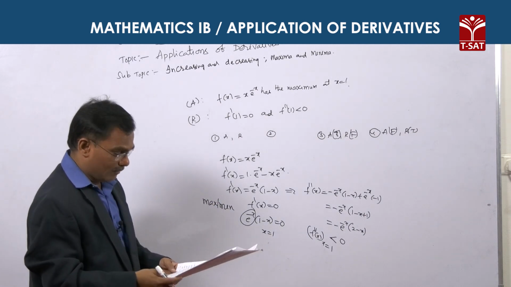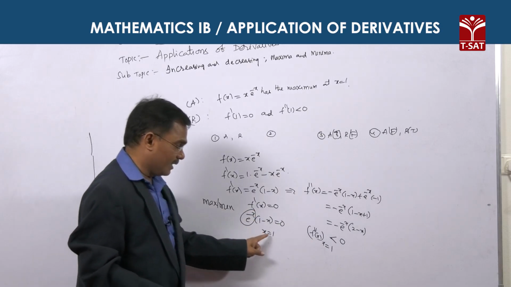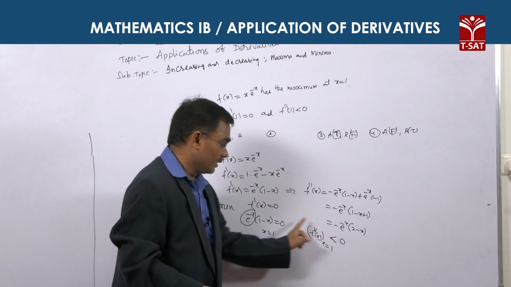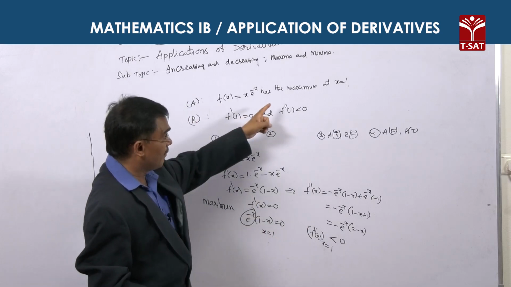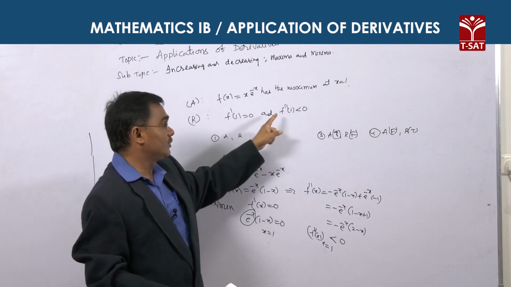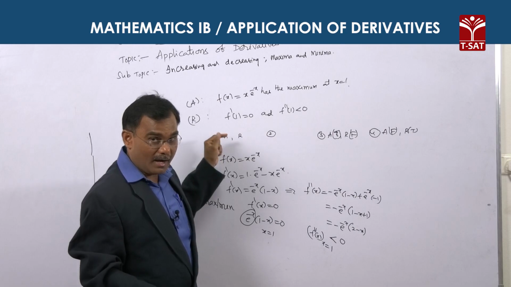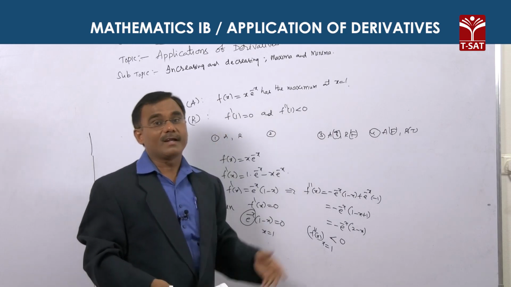So the value at x equal to 1 is negative. That's why the function has a maximum value at x equal to 1. Why maximum at x equal to 1? f'(1) is 0 and f''(1) is negative. That's why A and R both statements are correct, and R is the correct reason for A.